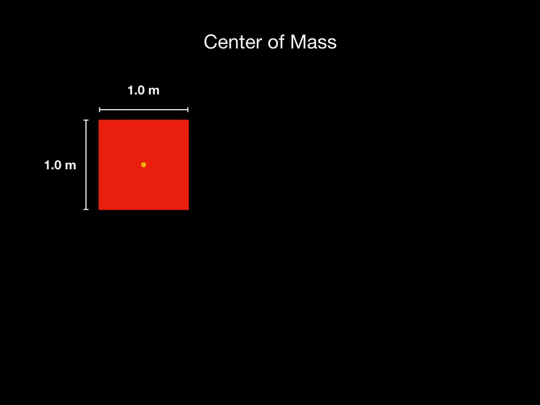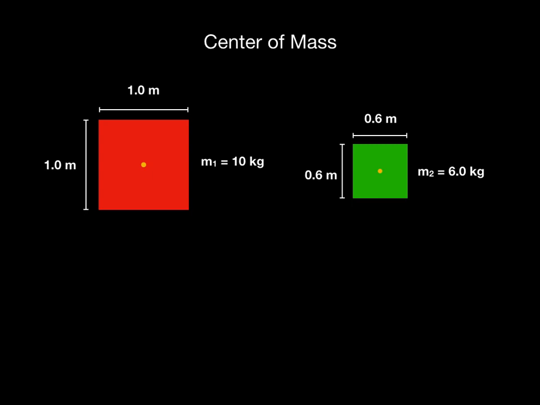So we will begin by looking at three masses. The first one will have dimensions of 1 meter by 1 meter and will have a mass of 10 kilograms. The second will have dimensions of 0.6 meters by 0.6 meters and a mass of 6 kilograms. And the third one with dimensions of 0.4 meters by 0.4 meters and a mass of 4 kilograms. When we compound these systems and join them together, they will collectively have a different center of mass.